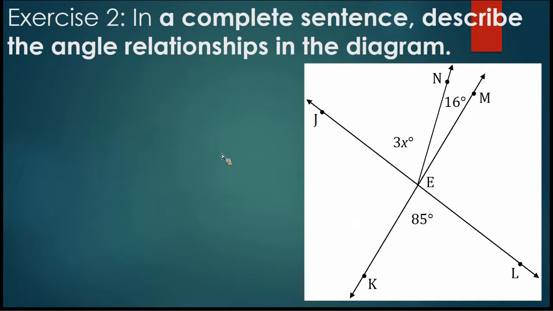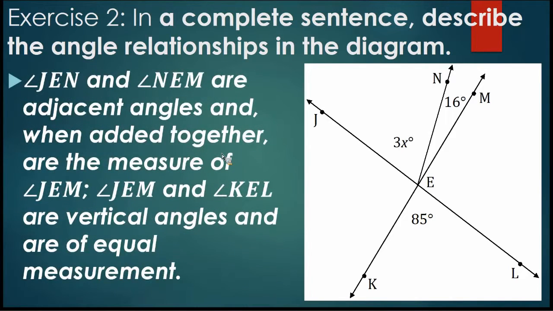Exercise 2. We have more going on in this problem. So in complete sentences, we're going to describe the angle relationships in this diagram. So first, we want to observe it carefully. We're not given any information about MEL. We're not given any information about JK. However, JEN and NEM, they're adjacent angles. And when added together, they are the measure of JEM.